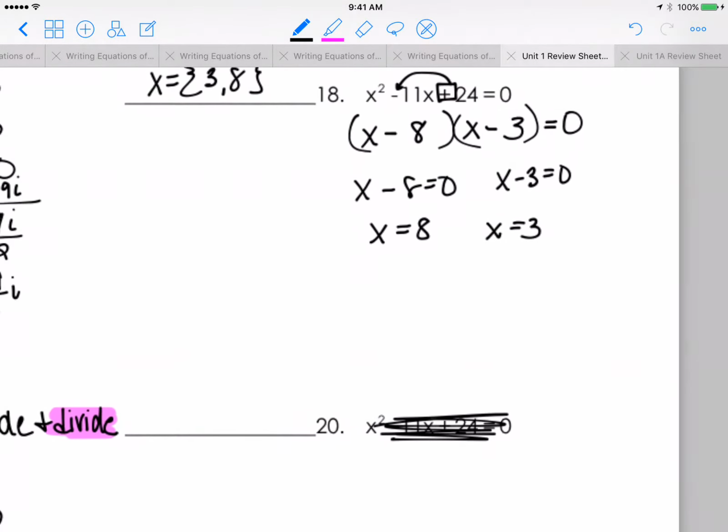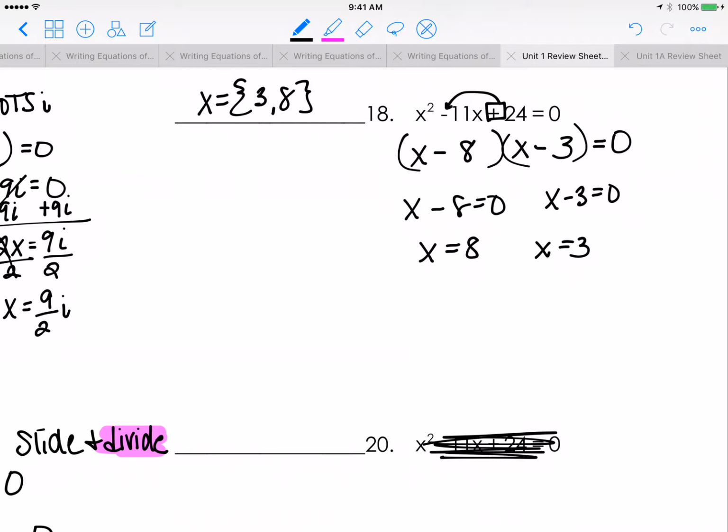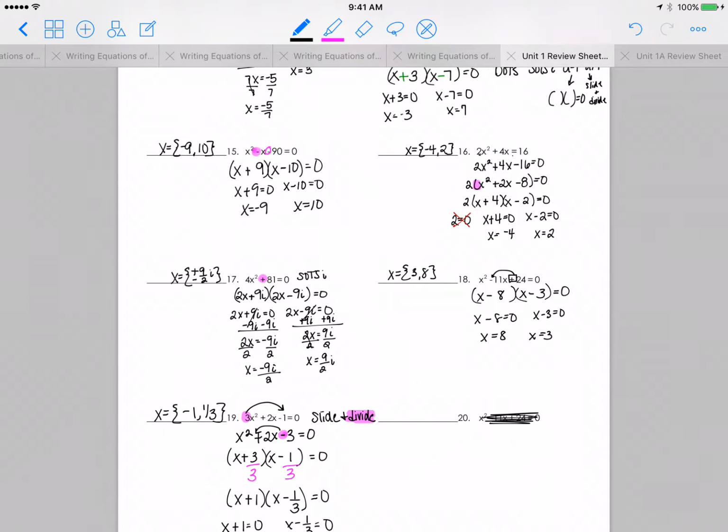Well, 20 ended up being the same thing as 18, so let's not worry about doing that. I could add another one if we wanted to, but the only other thing that maybe we would want to do is another slide and divide. But if I have time, I might add that, but let's keep going for now.